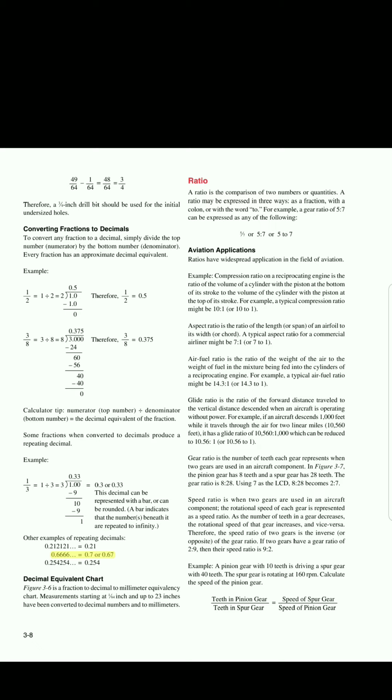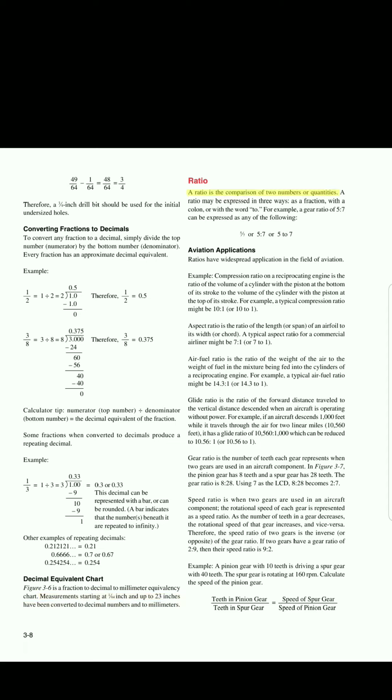0.6666 equals 0.7 or 0.67. 0.254254 equals 0.254. Decimal equivalent chart. Figure 3-6 is a fraction to decimal to millimeter equivalency chart. Measurements starting at 1/64 inch and up to 23 inches have been converted to decimal numbers and to millimeters.